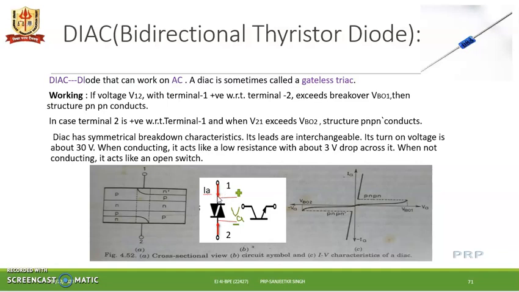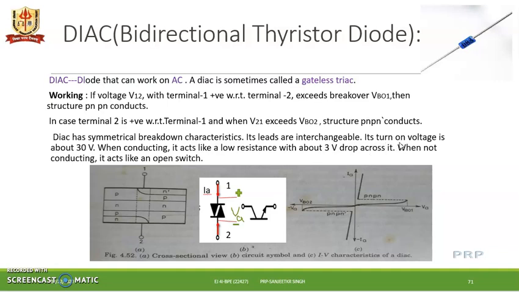Here we have the anode voltage across the device, the symbolic representation. Anode current can be either downward or it could be from terminal 2 to terminal 1, and when it is from terminal 1 to terminal 2, voltage across device will be VA with polarity positive here and negative here. And this is the VI characteristics. So diac has symmetrical breakover characteristics. Its leads are interchangeable, means you can interchange the leads.